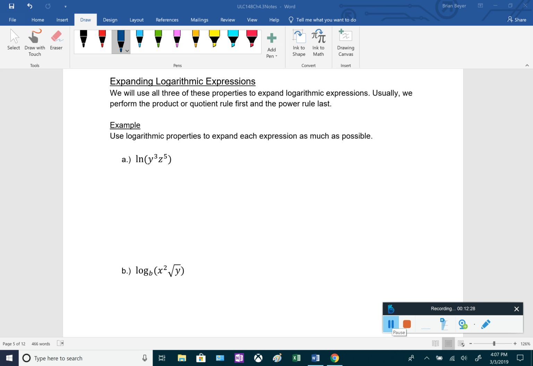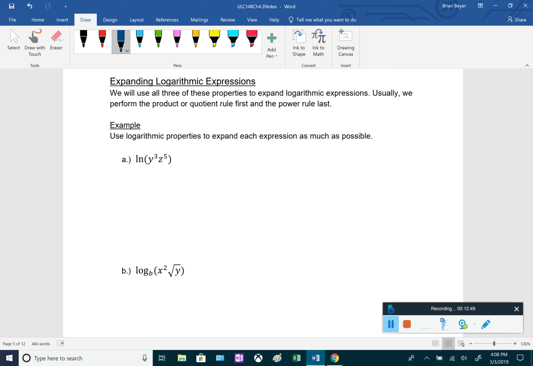So let's make these problems a little bit harder now. We're just going to be expanding logarithmic expressions. So now we're going to be using all 3 of these properties to expand these expressions. This doesn't always hold true, but usually most of the time it will: perform the product or quotient rule first and the power rule last.